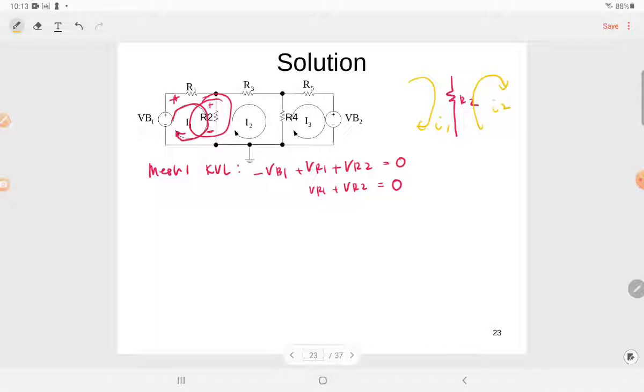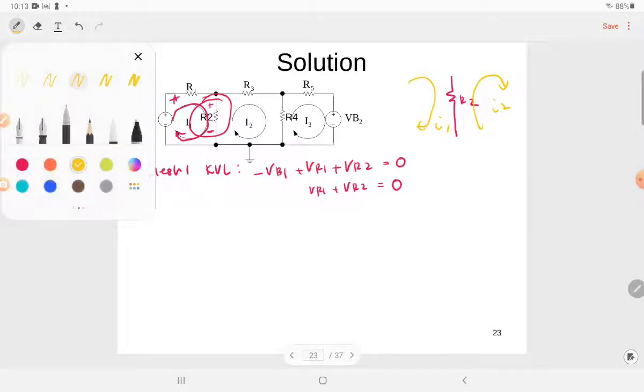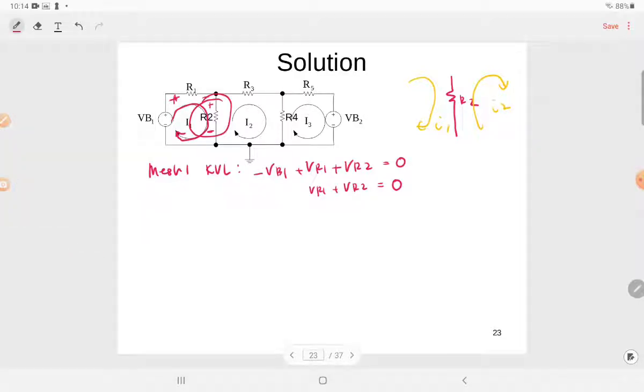Because we are doing KVL around mesh 1, the active mesh is I1, which gives the direction of the sign for the voltage drop across R2. It is due to the I1 direction. So we can say that VR2 is, since V equals IR, R2 times the net current, which is I1 minus I2.